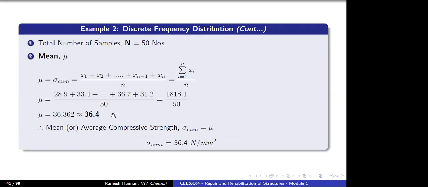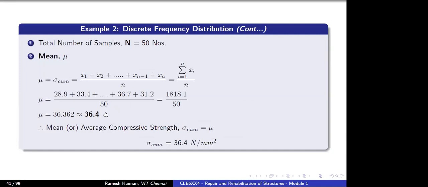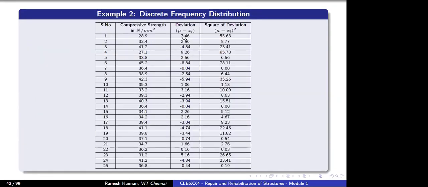Then the mean value is 36.4. So out of everything, the mean value, the average compressive strength derived in that experiment on the 50 cubes, is 36.4, which is considered to be an appreciable one. And we also look into the deviation, how the mean gets varied between the reported samples.